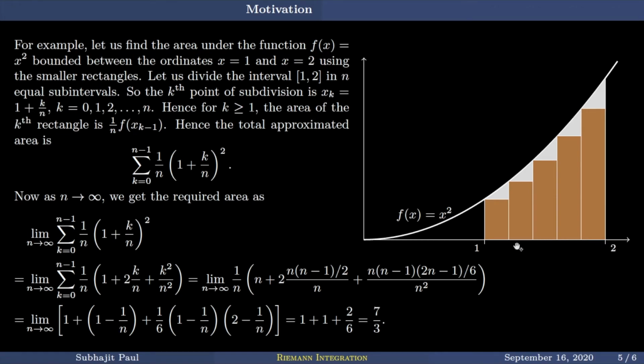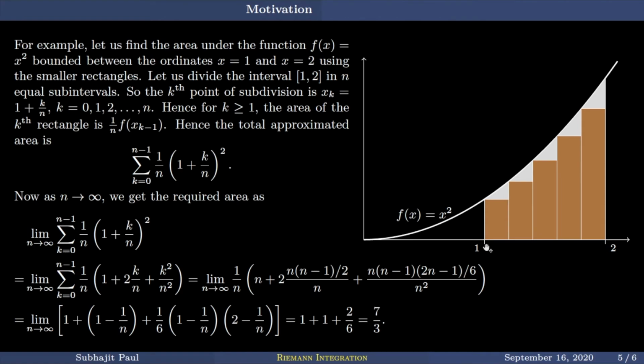So this is 1 to 2. This has been divided into 5 subintervals. So therefore each subinterval is 1 by 5 unit long, this is 1 by 5 unit long, this is 1 by 5, this is 1 by 5, this is 1 by 5, because the total length from 1 to 2 is 1. So for n equal subintervals, the length of each subinterval will be 1 by n. So therefore the kth point of subdivision will be 1 plus k by n.